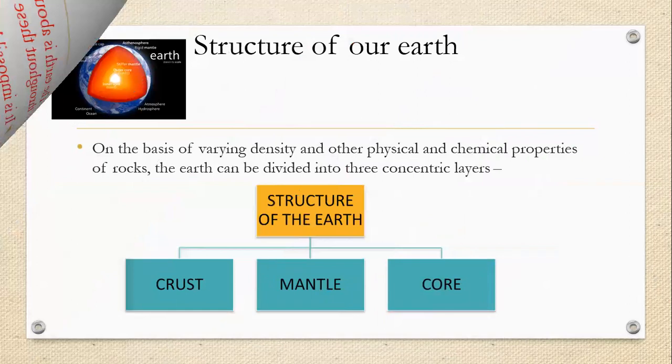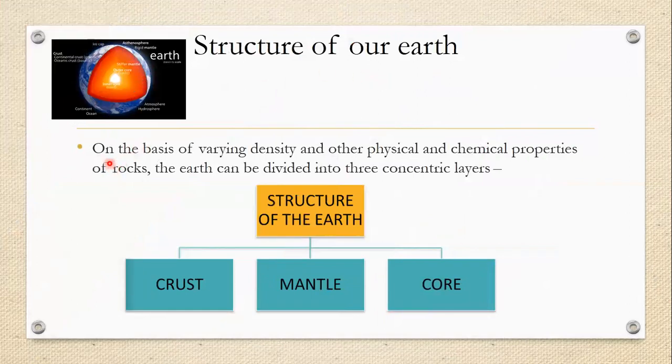Now we will learn about the structure of our Earth. On the basis of the varying density and other physical and chemical properties of rocks, the Earth can be divided into three concentric layers. They are the crust, the mantle, and the core. Let's learn about the crust.